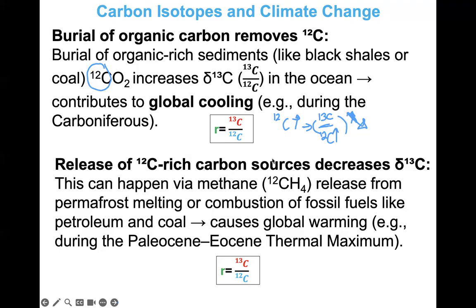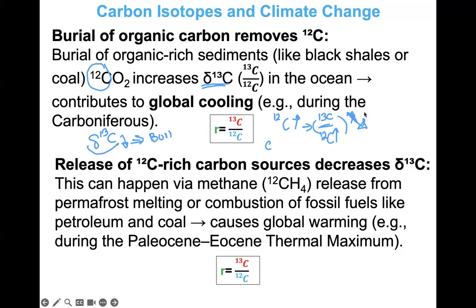So anytime you see a lower ratio or a delta C that is lower, it means we have a burial of C12. It is removed from the ocean, I mean from the atmosphere, and it gets buried underground. So the bottom line is that the organic matter is rich in C12, which means it has lower delta C13.